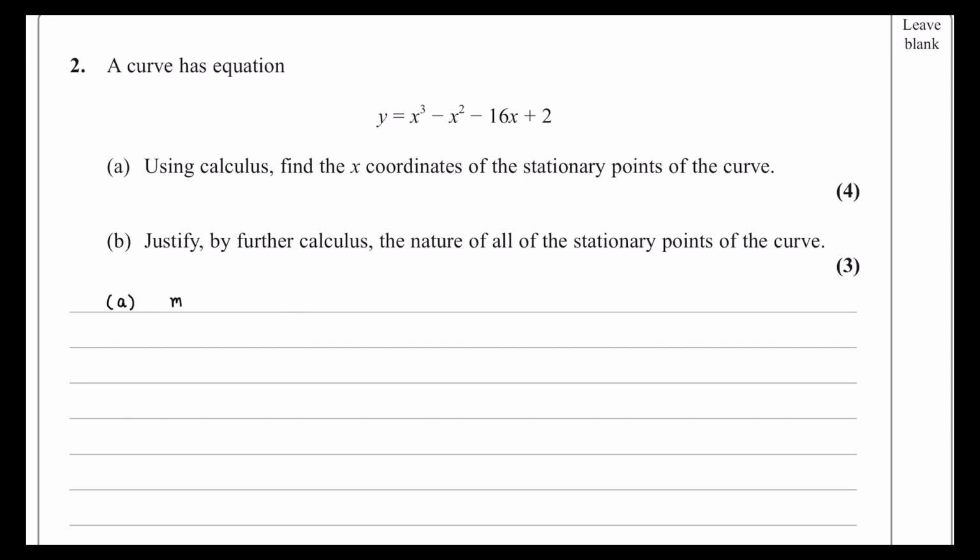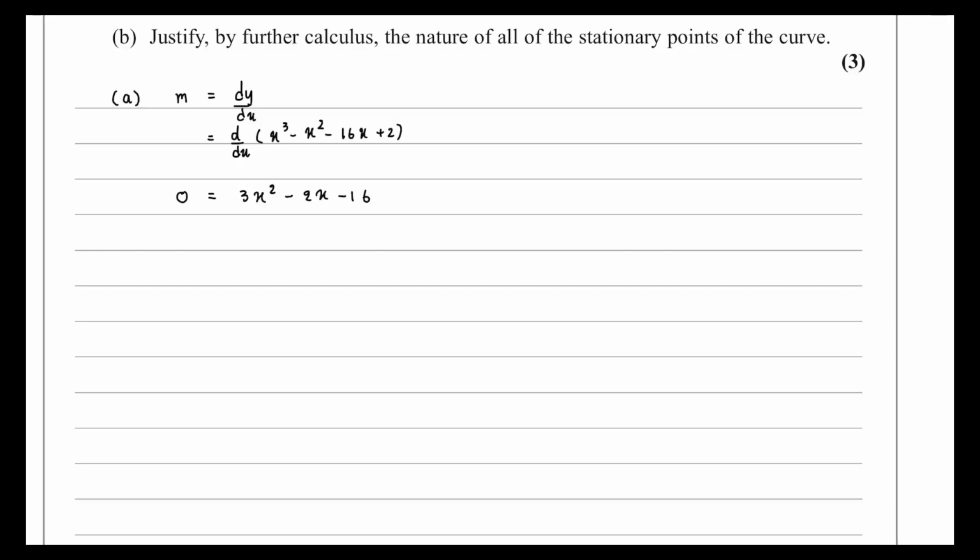So the gradient will be dy by dx, which is d by dx of x cubed minus x squared minus 16x plus 2, which is 3x squared minus 2x minus 16. And then we equate this gradient to 0. To solve this equation, this one is a quadratic equation. So it will be (3x and x) equals 0, with 8 and 2 here, plus here and minus here.